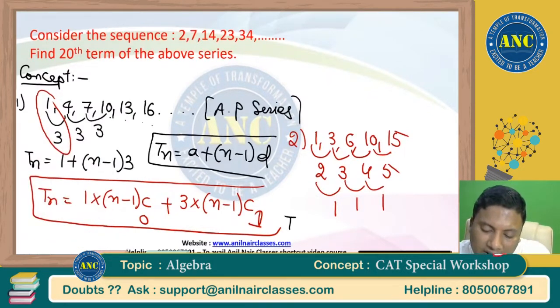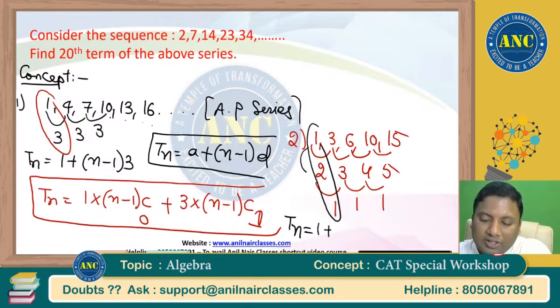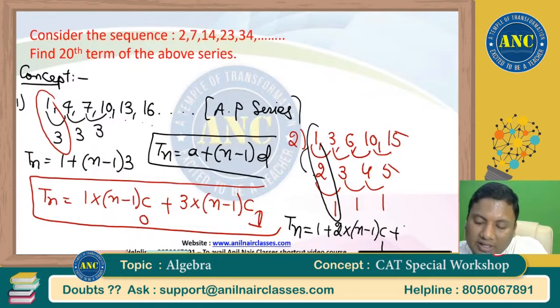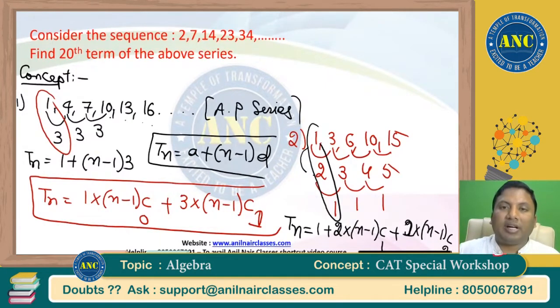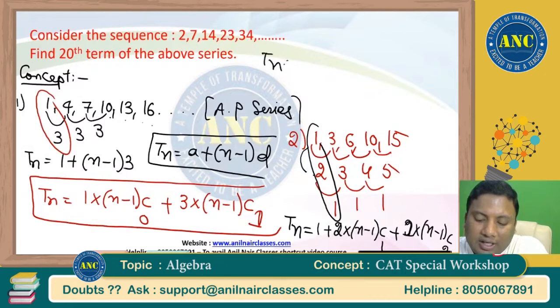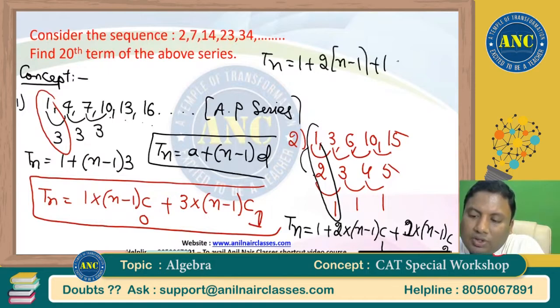Writing the nth term is very easy. Tn is equivalent to 1 plus, only taking the leftmost terms. If it is in one step, it would have been 2 into n minus 1 c1. The second step is there, so it is 1 into n minus 1 c2. In 2 steps the difference between the terms is constant. So Tn is nothing but 1 plus 2 into n minus 1 plus 1 into n minus 1 into n minus 2 by 2.